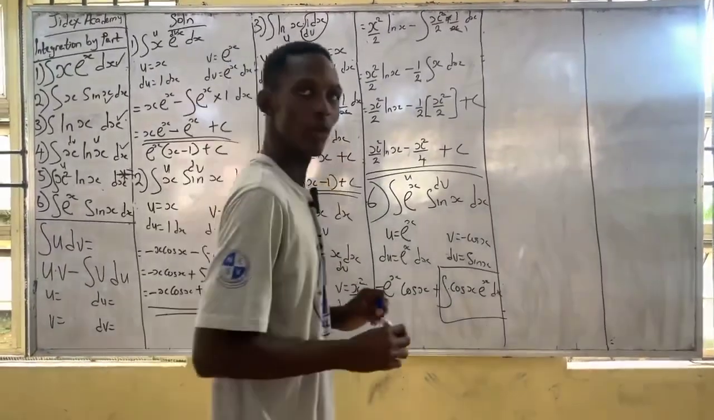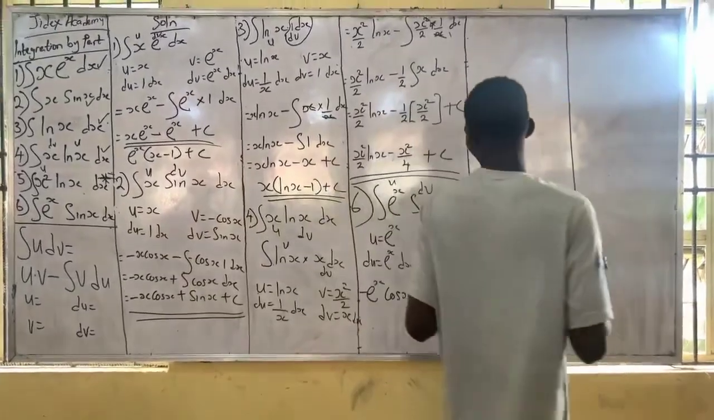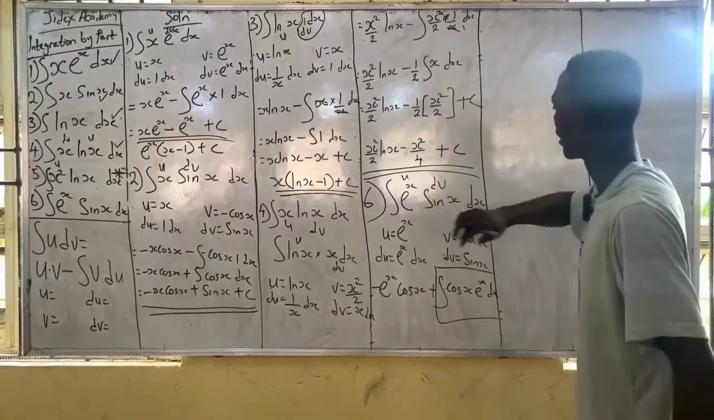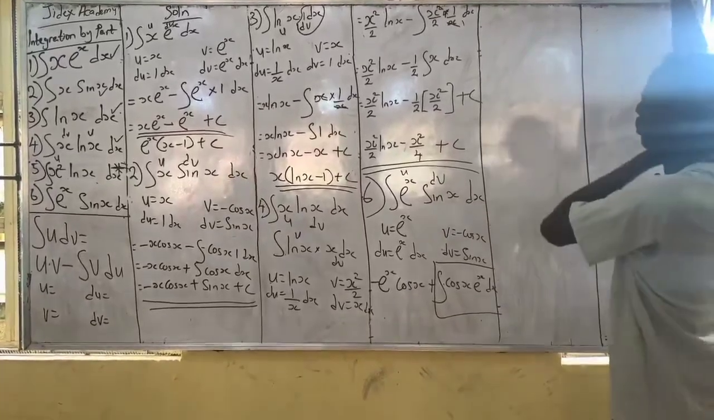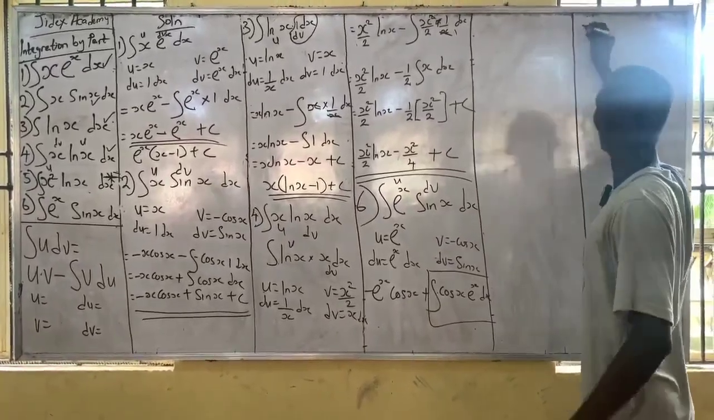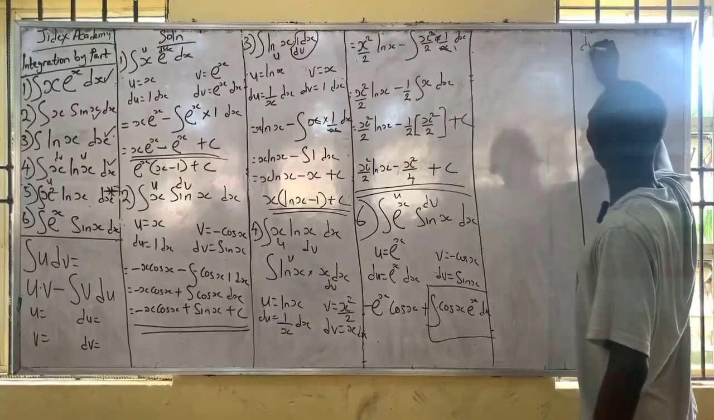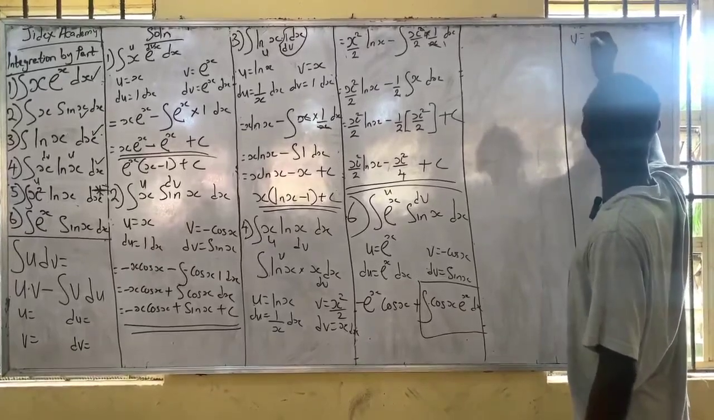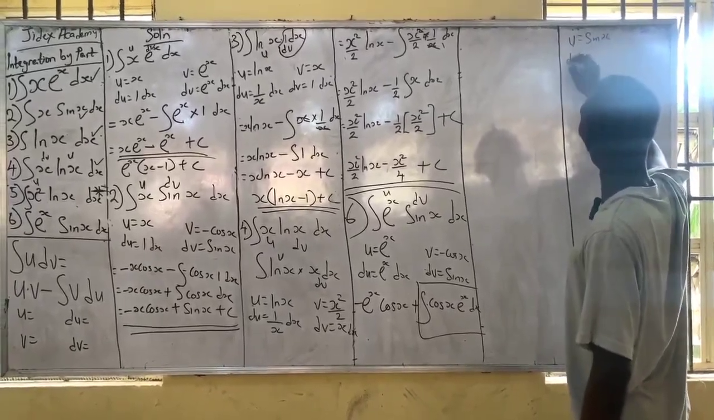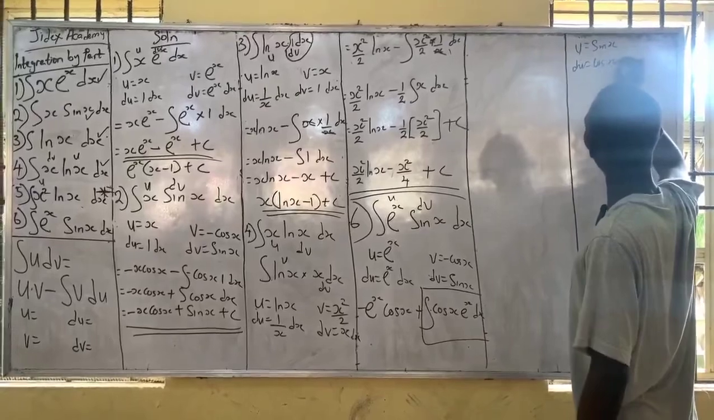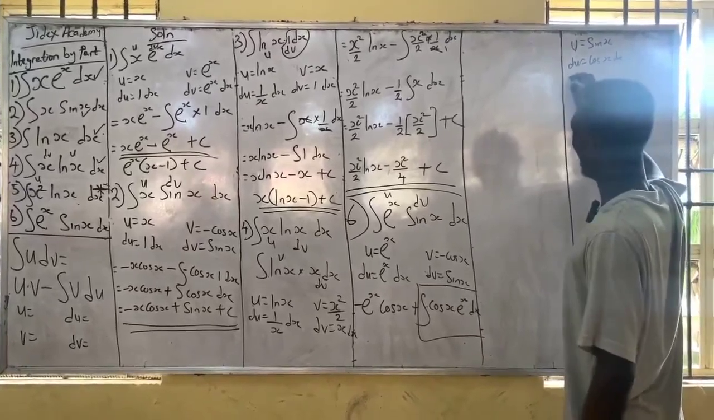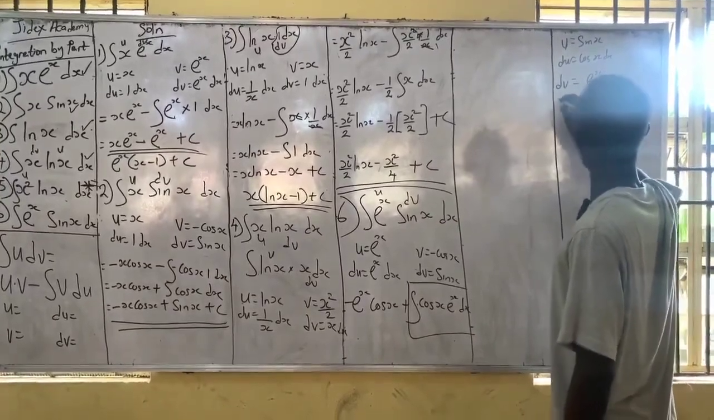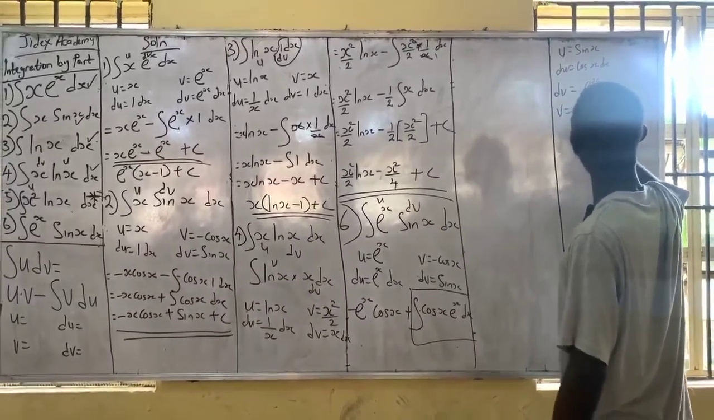Now, before that, because we are here to experiment, there's no need to rush. Let us try the other way around by making this our u and making this our dv. Let's see what will happen. Our u is equal to sine x. Our du is equal to cos x dx. Our dv is equal to e to the power of x, and our v will therefore be e to the power of x dx.